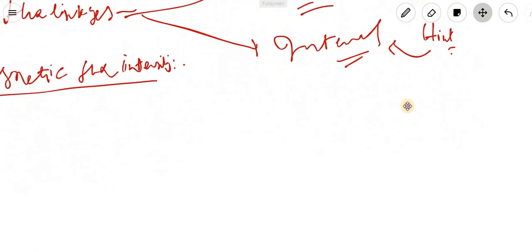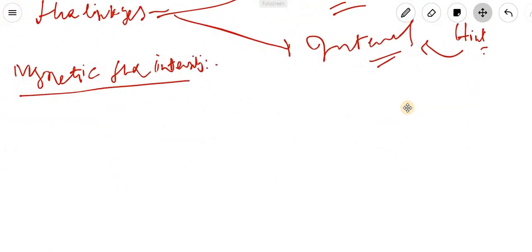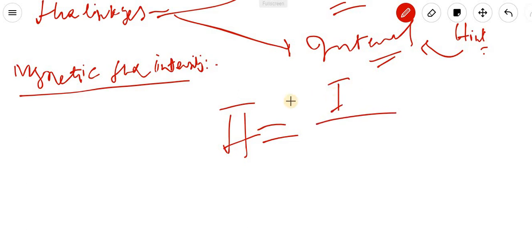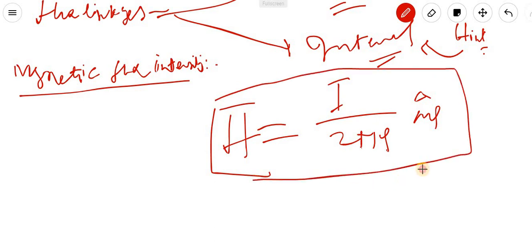Clear? Now, as we know, firstly, for an infinitely long current-carrying conductor, what is the magnetic field intensity? Simply, we know that I is the magnitude of the current in the conductor, and H = I / (2 pi rho) a phi. It is in cylindrical coordinates.